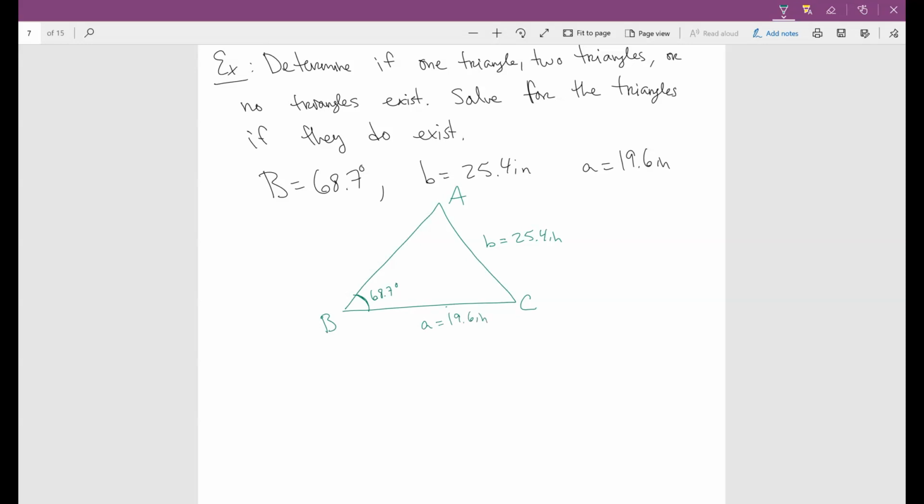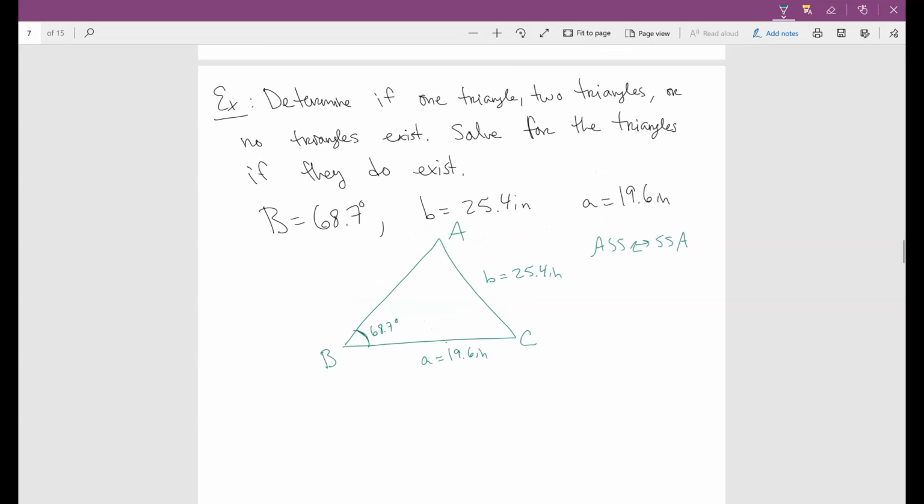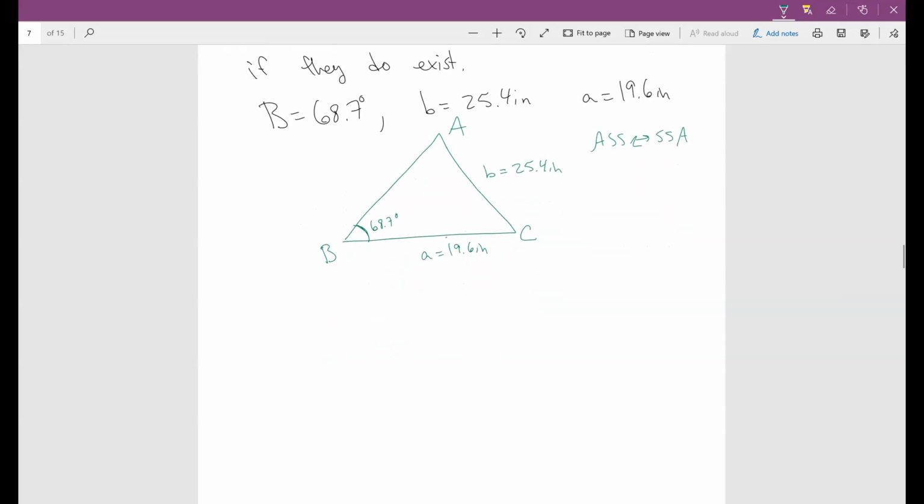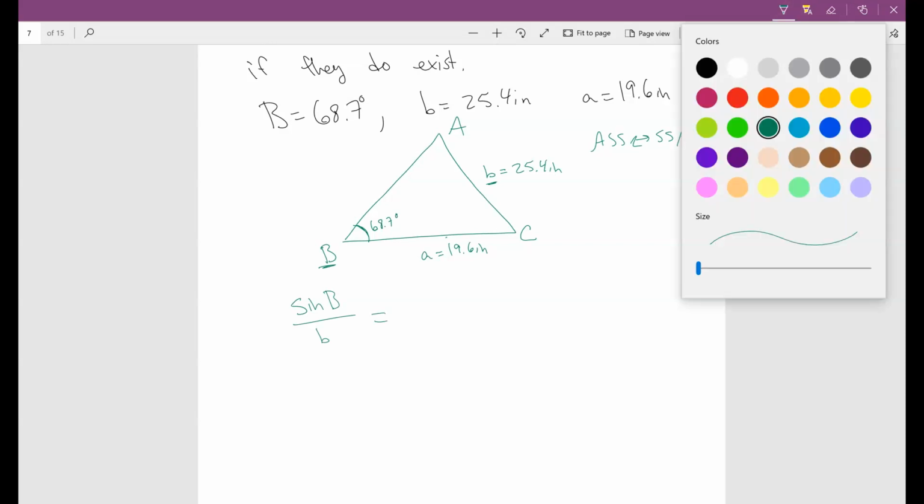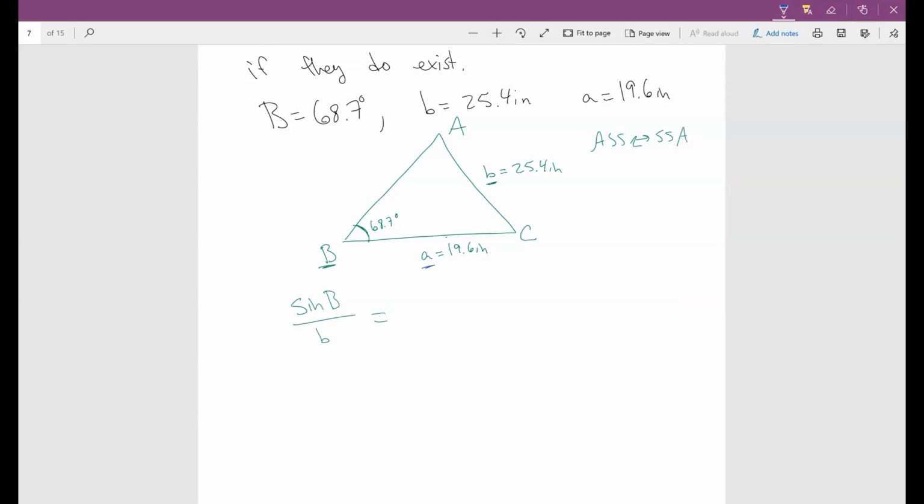Here you can see that you have the angle-side-side case, the ASS case, or you can write the SSA case, whatever you want. Now what we want to figure out is whether we're going to have one triangle, two triangles, or no triangles. So let's look at what we have. I have to use the measurements of B, so sine B over little b is equal to sine A over little a.